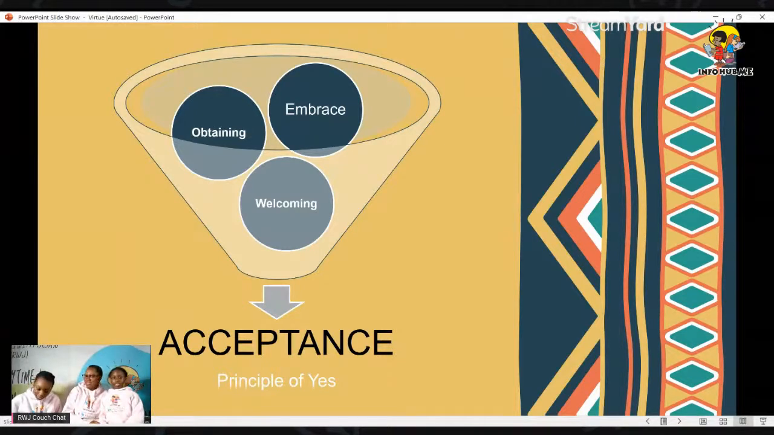Obtaining is another one. Obtaining means taking it, accepting it. When somebody gives you love, you should also accept it. You're obtaining love from others. So the reason why it is yes is that it's a two-way thing. Accepting others and others accepting you. That's the principle of accepting. So the yes is for both ways.